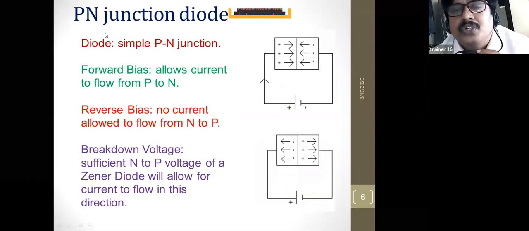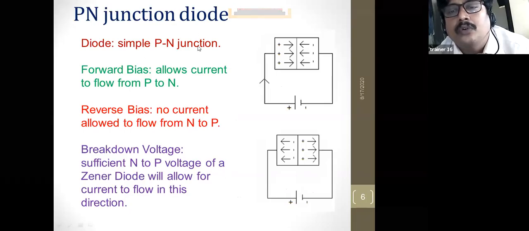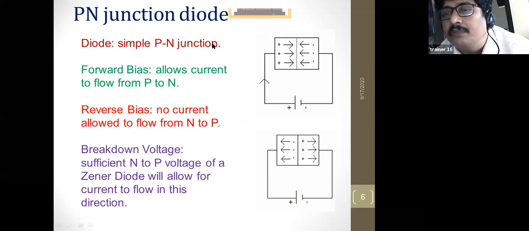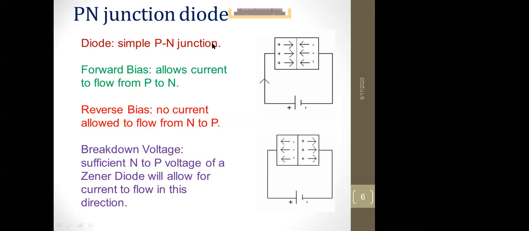And the PN junction diode, if you see, the diode is simple. It's a very simple p-n junction.